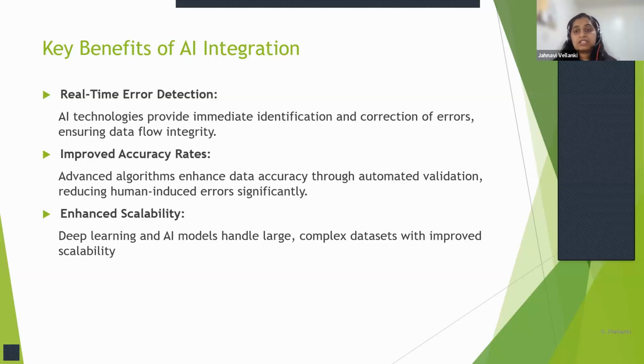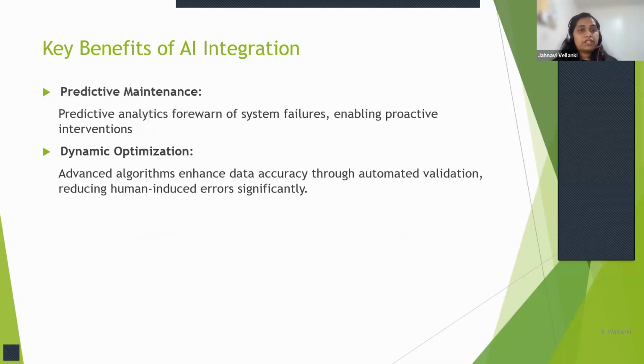The benefits are tangible: real-time error detection, improved data accuracy, automated compliance workflows. AI doesn't just help, it's becoming essential for keeping up with the data demands that we have in today's world, along with the regulatory scrutiny we see. The benefits go on.